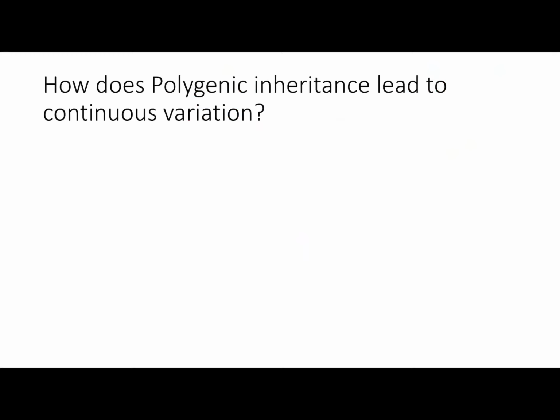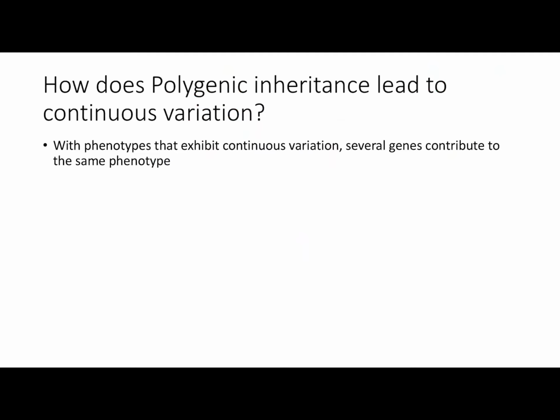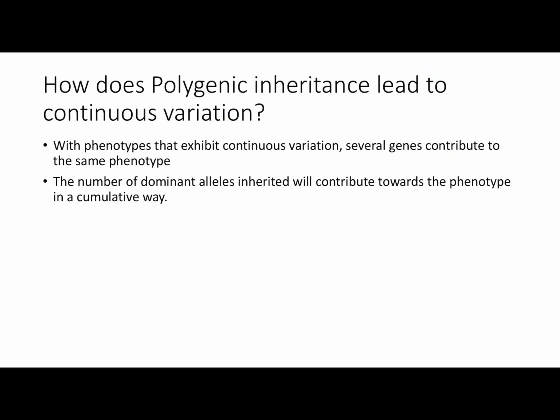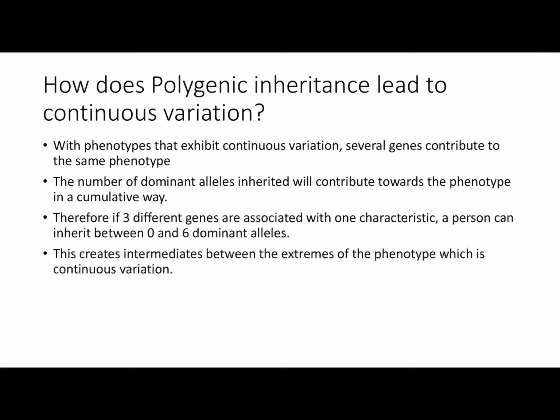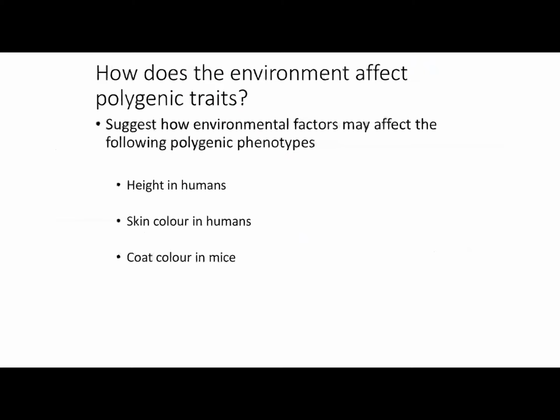So how does polygenic inheritance lead to continuous variation? How can we summarise this? With phenotypes that exhibit continuous variation, several genes contribute to the same phenotype. And the number of dominant alleles inherited will contribute towards the phenotype in a cumulative way. Therefore, if 3 different genes are associated with one characteristic, a person can inherit between 0 and 6 dominant alleles. So this is 7 different phenotypes. And this creates intermediates between the extremes of the phenotype, which is continuous variation.